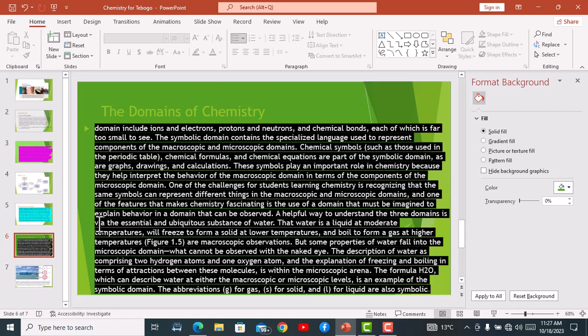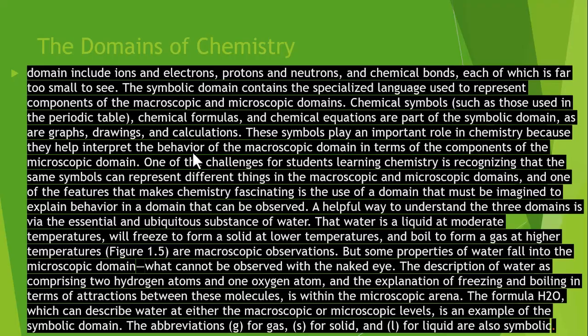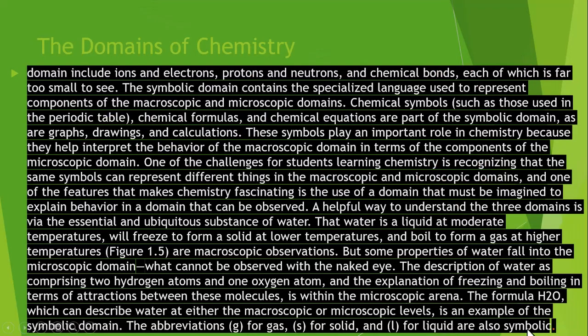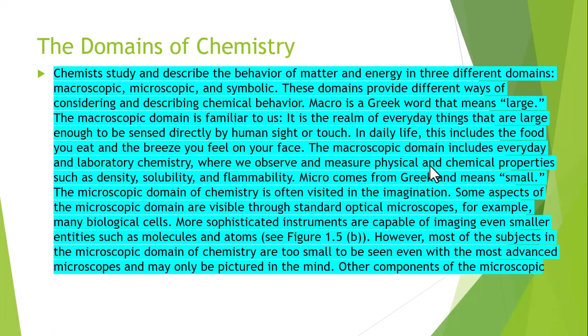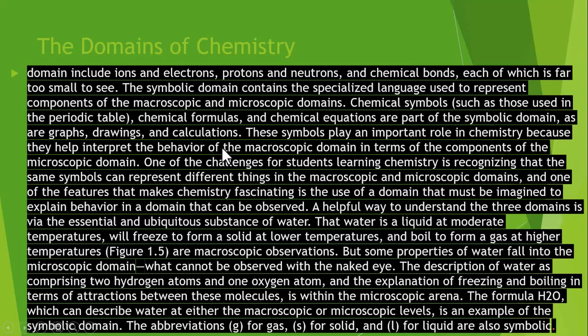So this is a symbolic representation. I think we get a glimpse as to what the domains of chemistry are all about. Now let's go to the very last slide. So this is the slide that we have, and we can see the 3 phases of water. Remember, this is the symbolic level, or the symbolic representation. Let me just go back. Where did we read that? Here it is. The three domains: macro, micro, and symbolic. So this is a symbolic way of looking at these things.